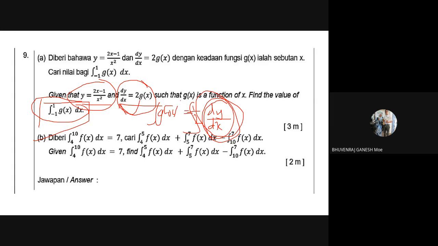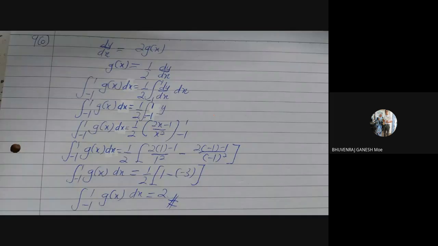Macam mana? Yang tu bezakan. Jangan. Sekarang kita kamirkan. We are integrating dy over dx. Yes, y. Kalau kamu kamirkan dia, kamu akan dapat balik y. Bukan bezakan. Okay, so y. Do you all see guys? Kamu boleh terus gantikan nilai ni. You can straight away substitute like this. Okay. Bila kamu kamirkan yang ni, kamu boleh ganti dengan y.